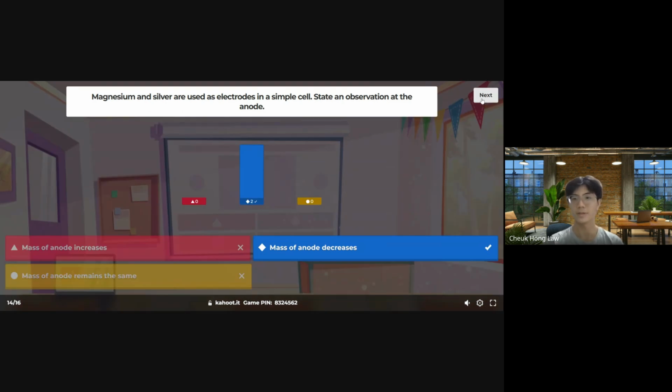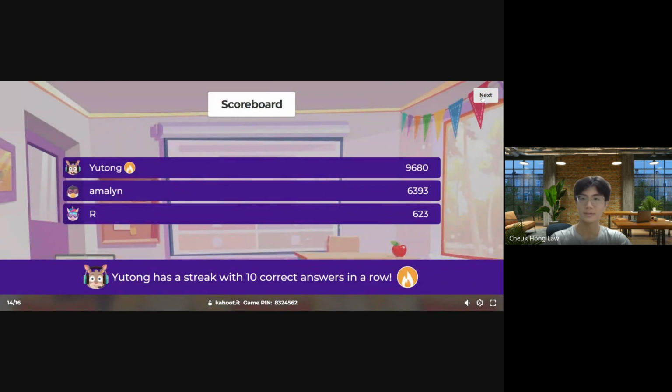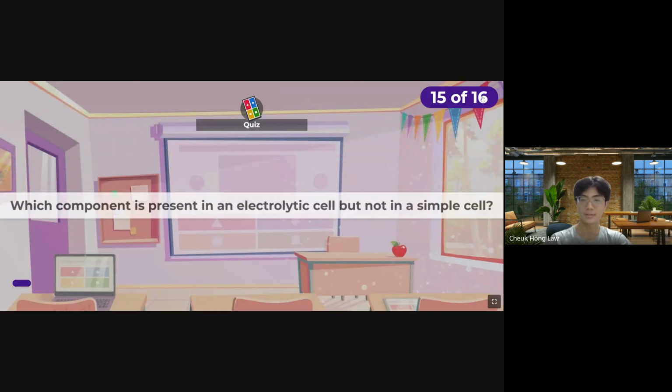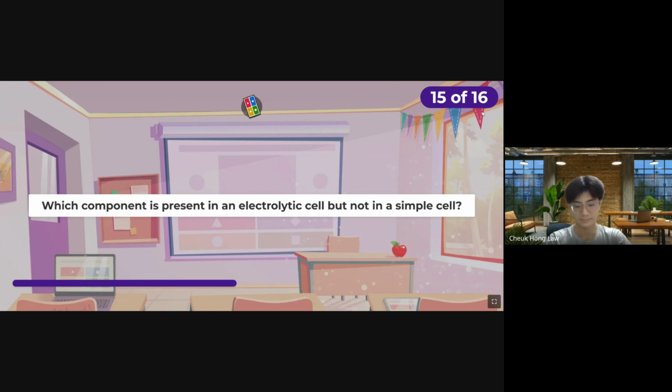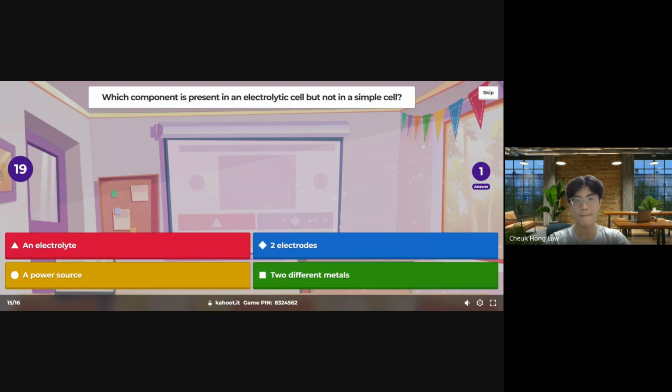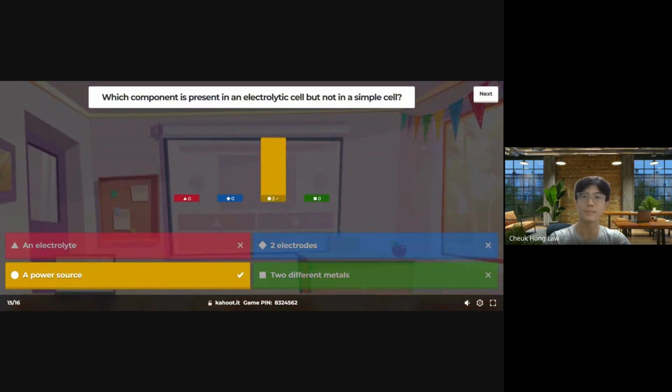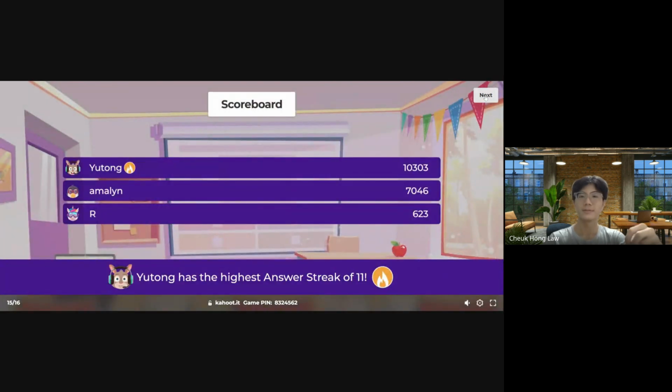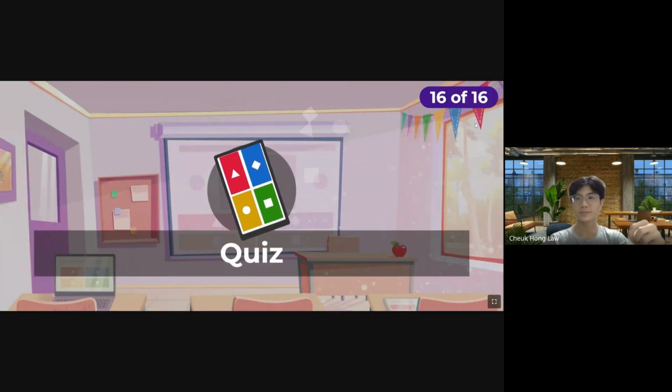Good. Mass of anode decreases. So the magnesium, being the more reactive one, will be the anode, and it will dissolve in the solution to form magnesium ions. So the mass of the magnesium anode decreases. Good. A power source is present in an electrolytic cell but not in a simple cell. Okay, last question.